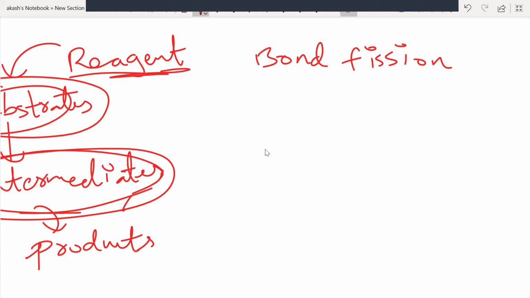Now, there can be two ways of visualizing bond fission or bond breaking. Anybody want to tell me what the two types are? You already know this from your school, right? What is it?